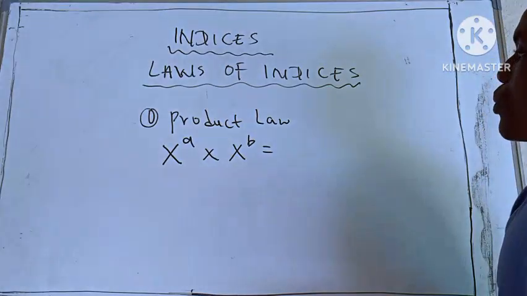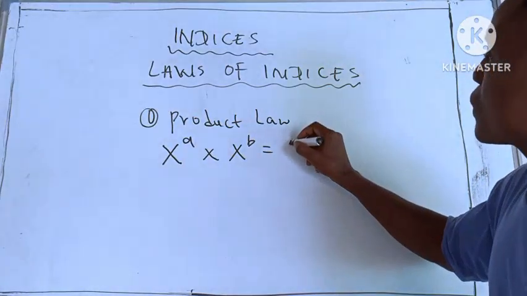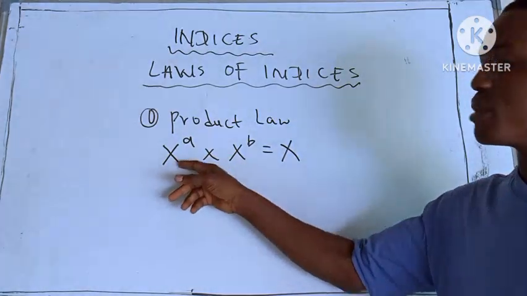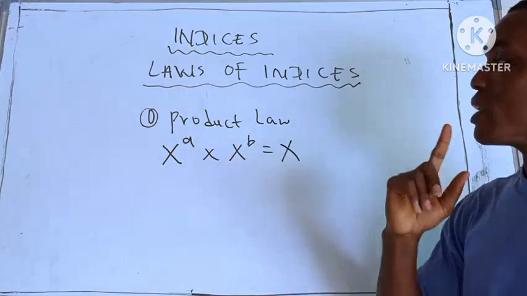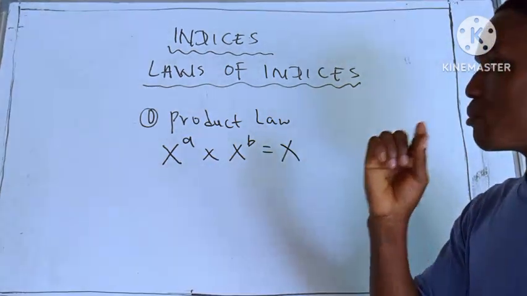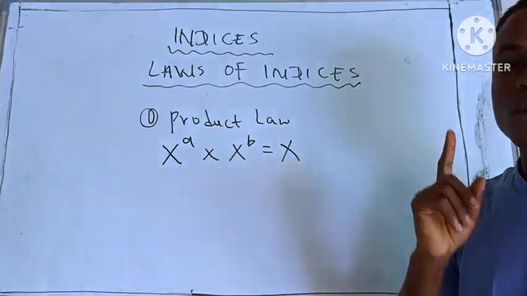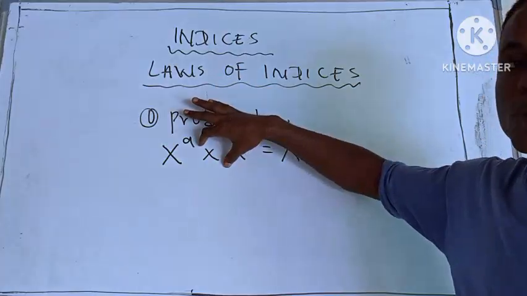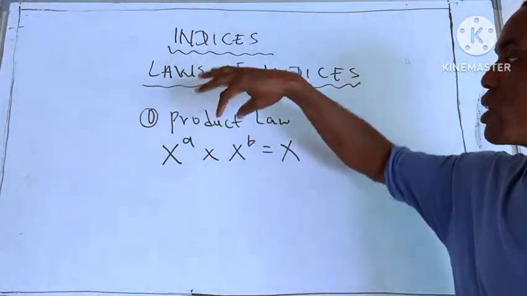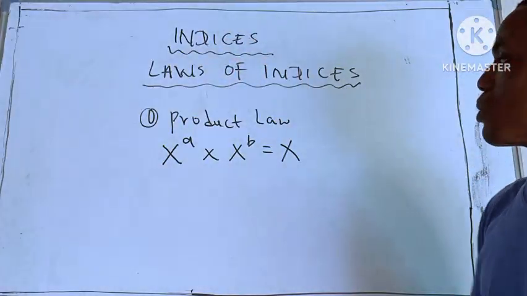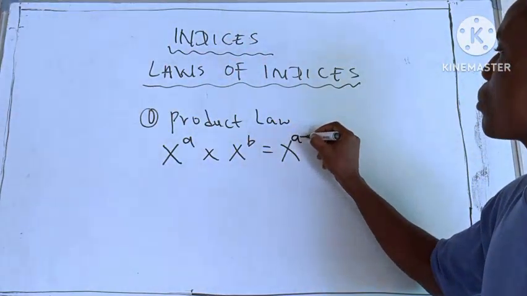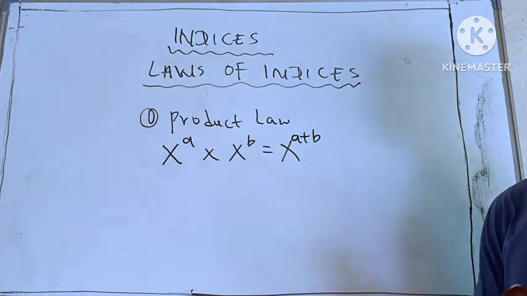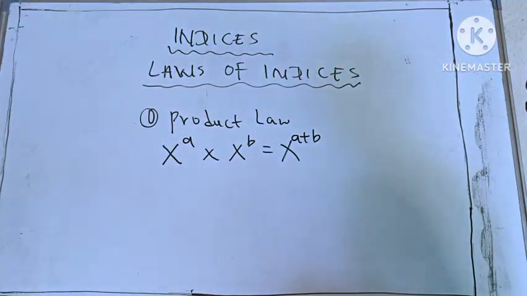That is just it. Since we have the same bases, you will take one of the bases, then if the middle is multiplication, what you need to do is to add up the upper ones. So we have a plus b. This is just it. It's very simple. Now let's use numbers.